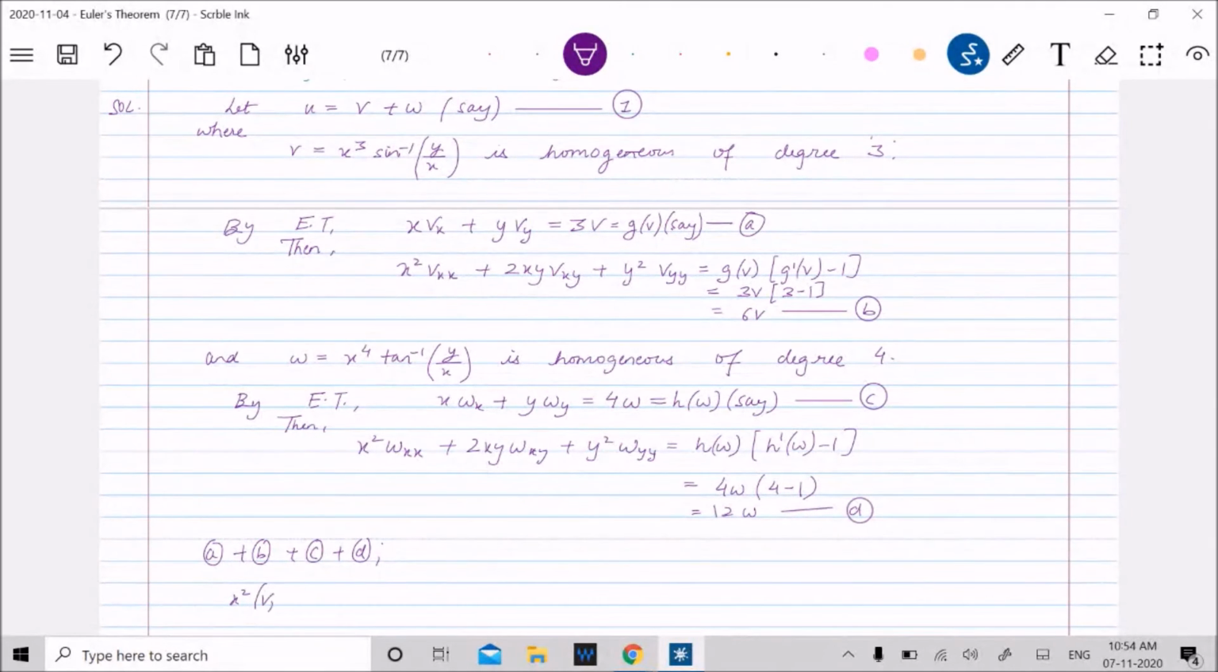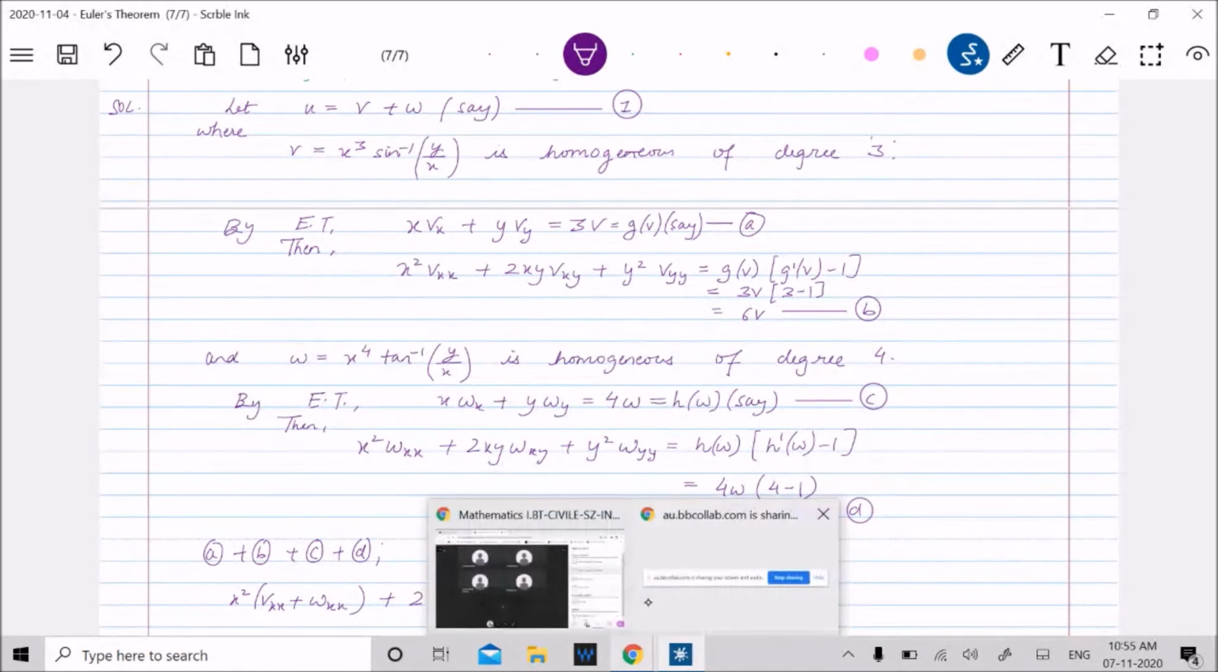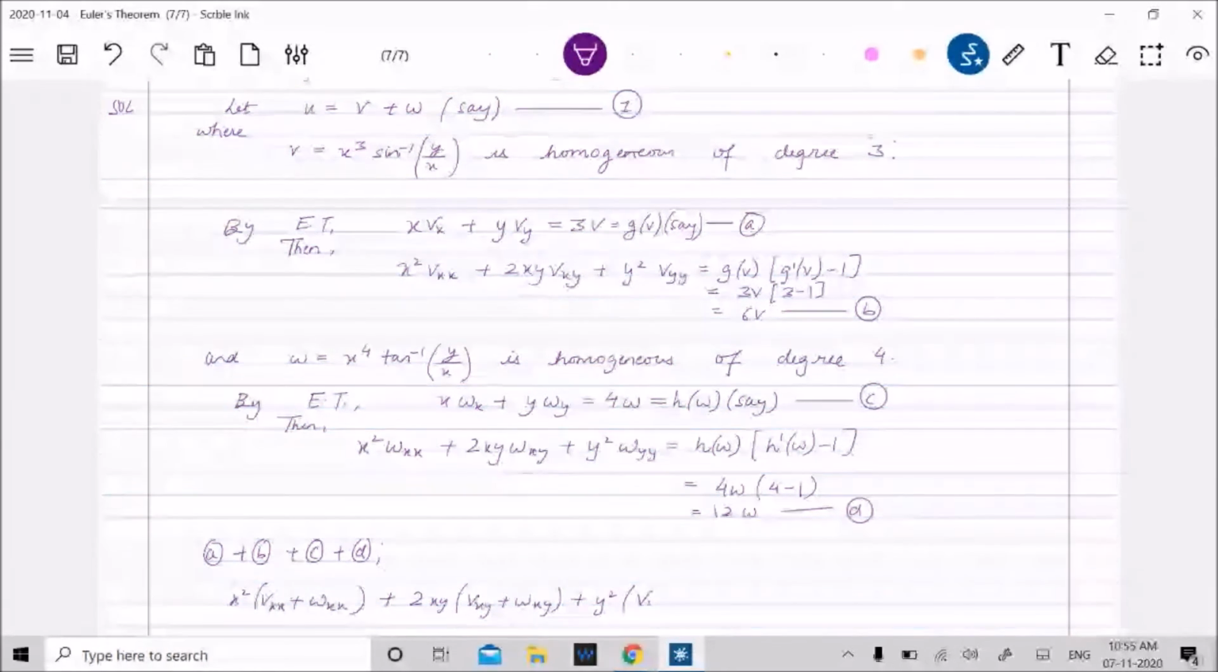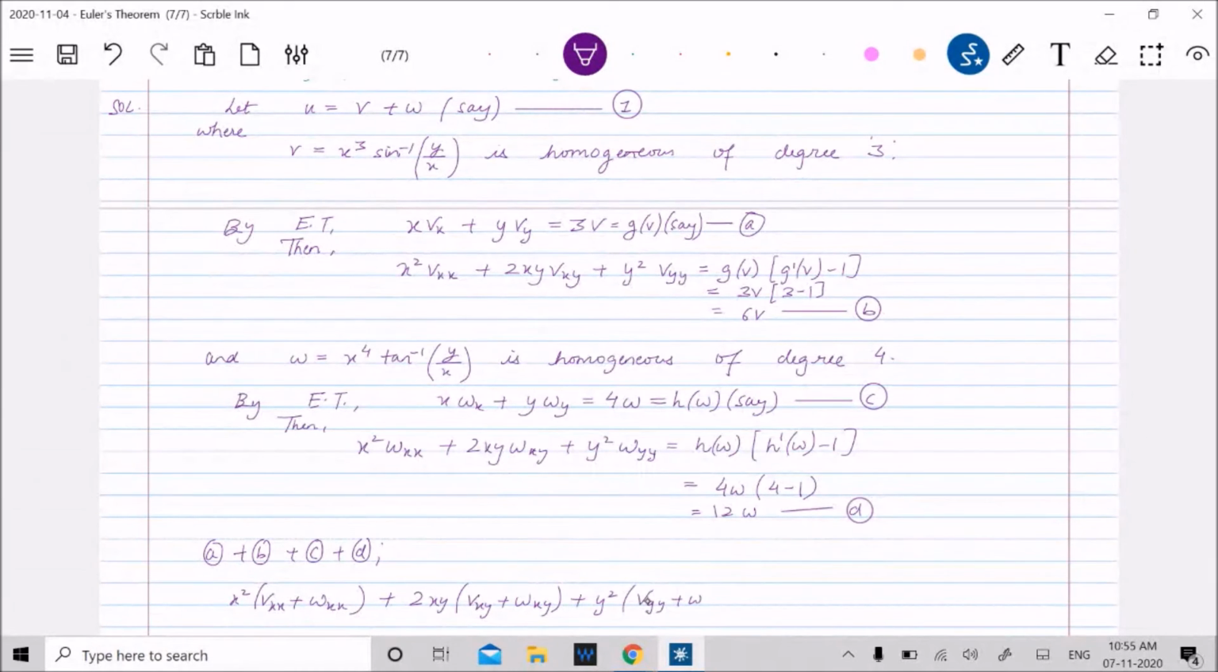Inside the bracket we will be having vxx plus wxx, right? Similarly, if the second terms are added, then 2xy can be taken common, and inside the bracket you will be having vxy plus wxy. And for the third term, y square is common. Sorry, not w, v actually. v yy plus w yy. Now add equation number A and C.